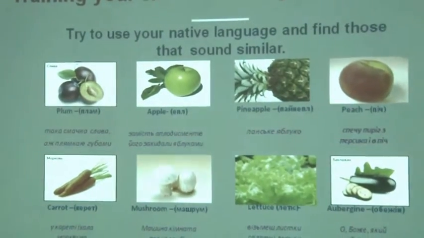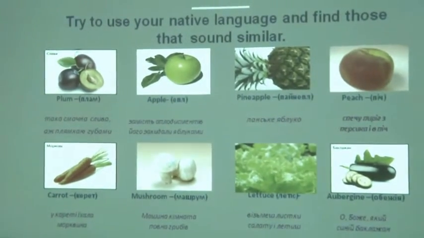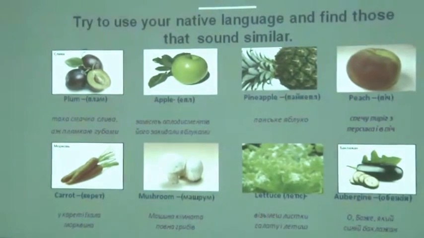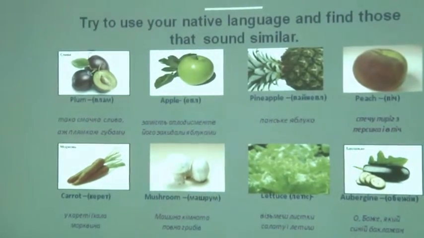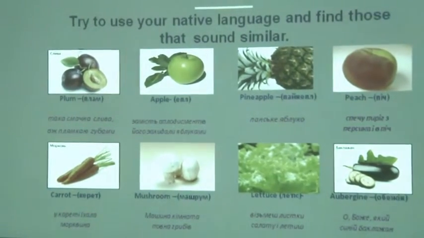Or a carrot, maybe. Carrot is similar to the Ukrainian word kareta, and they can imagine a princess who moves in a carriage made of carrots. Mushroom: a room full of mushrooms thrown around.